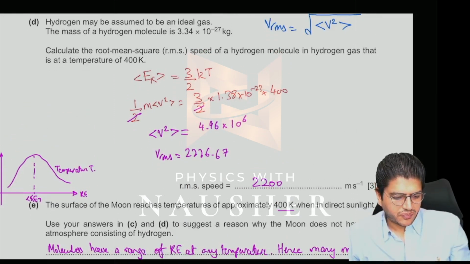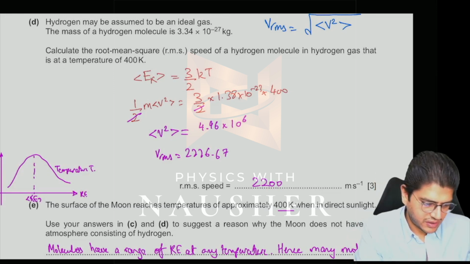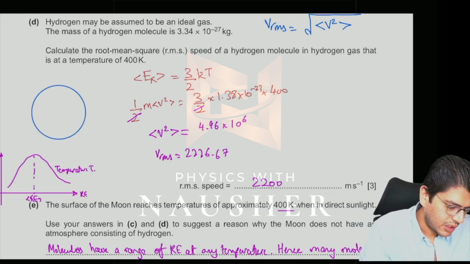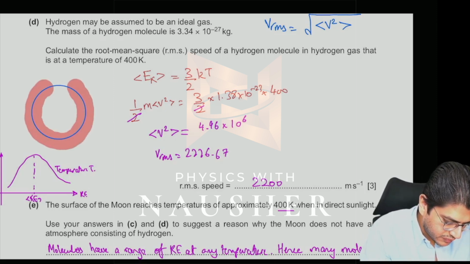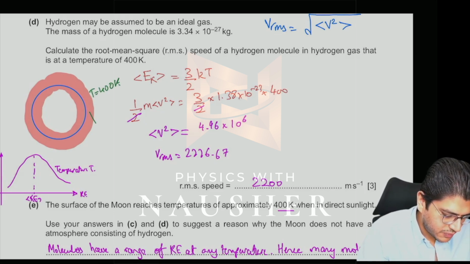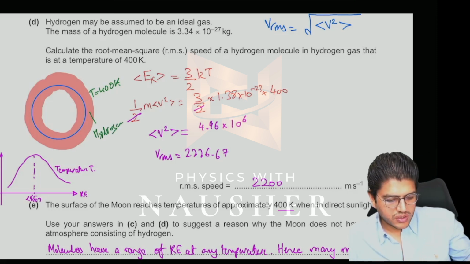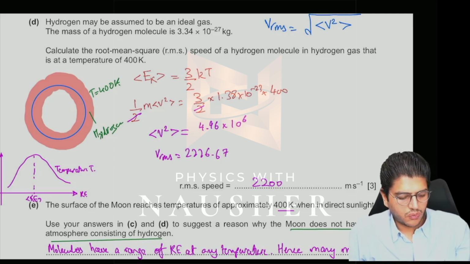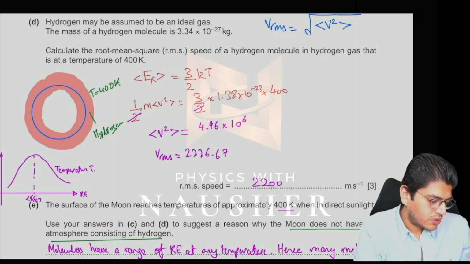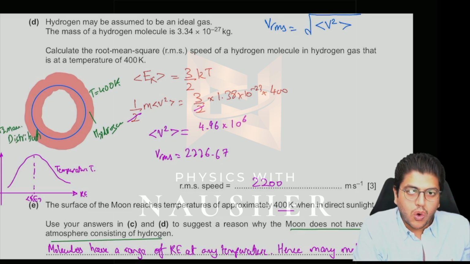Because, let's say this is the moon, and let's say that the surface temperature of the moon is 400 kelvins, and this atmosphere is, let's say, of hydrogen. So they're asking you to use your answers to suggest why the moon does not have an atmosphere consisting of hydrogen. What you need to understand is something known as the Boltzmann distribution curve, this curve that I've drawn for you. What is the Boltzmann distribution curve?